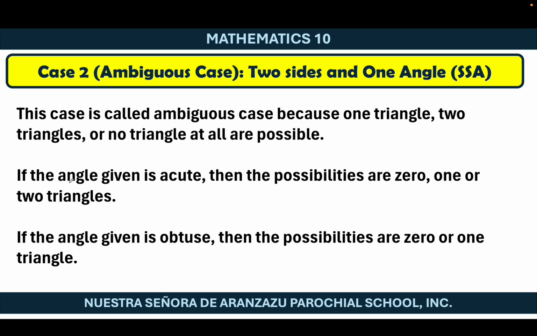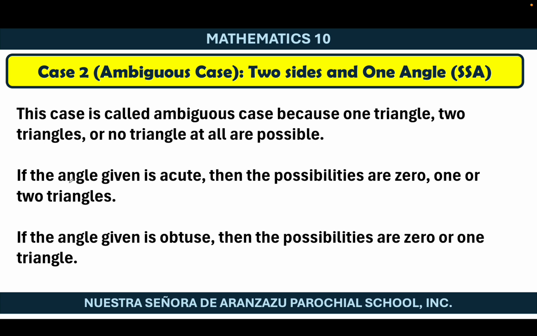Bakit nga ba siya tinawag na ambiguous case? Because kapag sinabi natin kasi ambiguous, the solutions are complex, there are a lot of possibilities to arrive at on the given problem. So, this is called an ambiguous case because one triangle, two triangles, or no triangle at all are possible. So, ibig sabihin, hindi lahat ng given pwede natin isolve using the sine law.